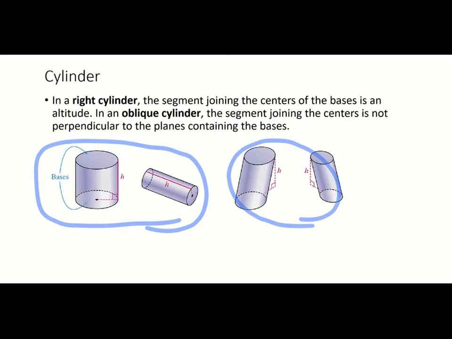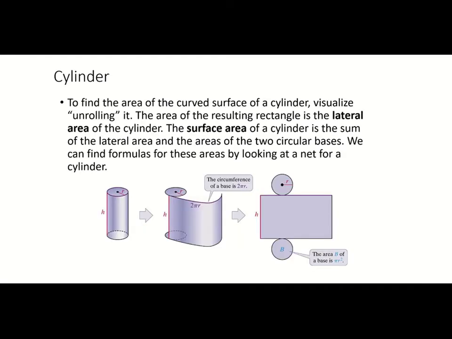We are not going to be looking at oblique cylinders in this class, only right cylinders, so the bases will be parallel to each other. In order to find the surface area of a cylinder, think about a can that has a label on it. You really want to unroll the can. When you take the label off a can and lay it flat, it's rectangular, and then you just have the two circular tops, the circular top and the circular bottom.